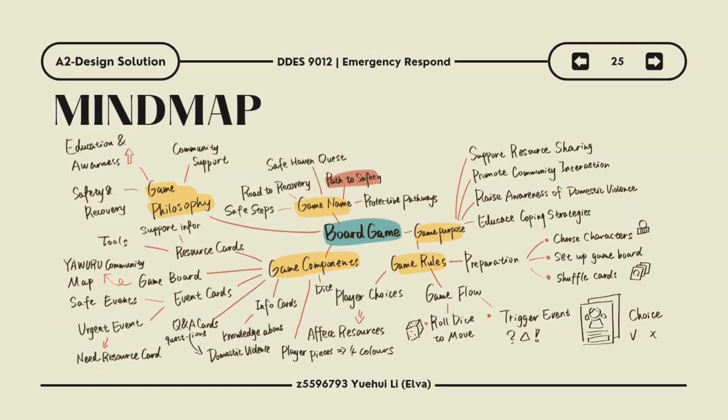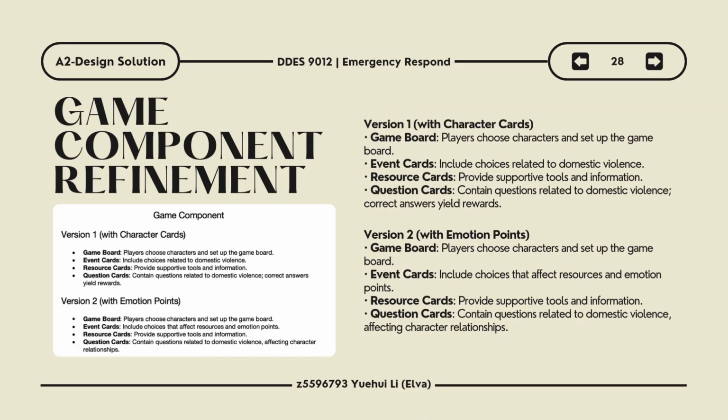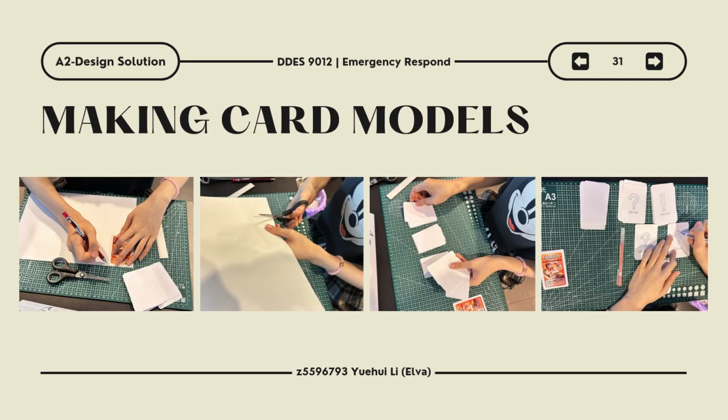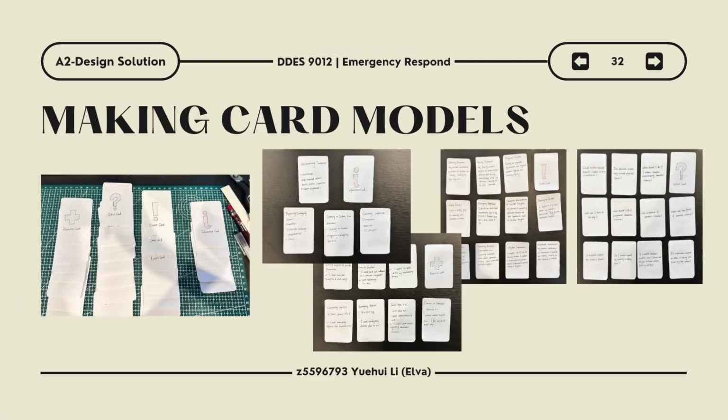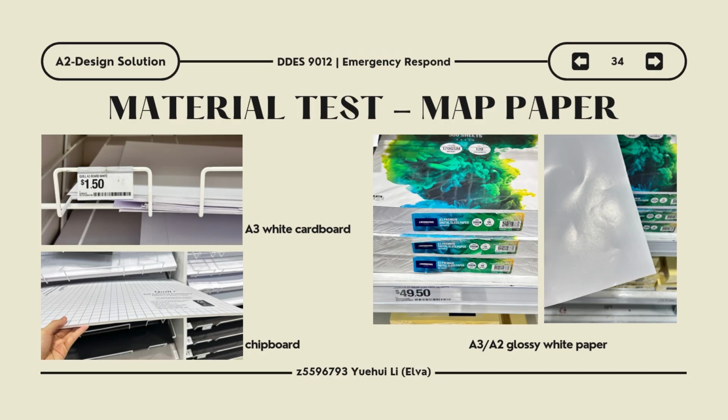This is my board game design mind map. Next is the rules of the game and the component interaction process. This is my testing process. I created a simplified version of the card game rules for testing. And this is my material testing process.